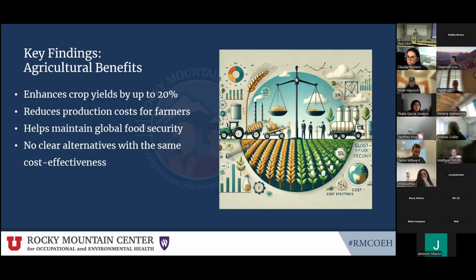Without glyphosate, alternative weed control methods, such as mechanical weeding or alternative herbicides, could increase costs, lower efficiency, and potentially impact food security. The study argues that banning glyphosate without viable alternatives could have unintended economic and social consequences, particularly for small-scale farmers and developing countries.